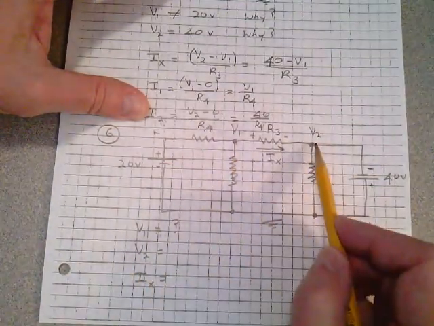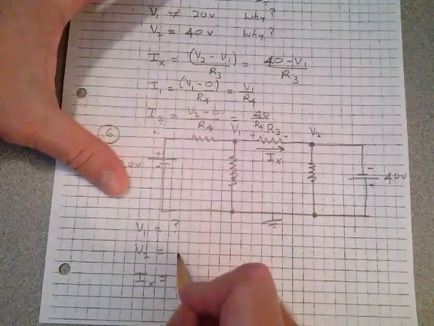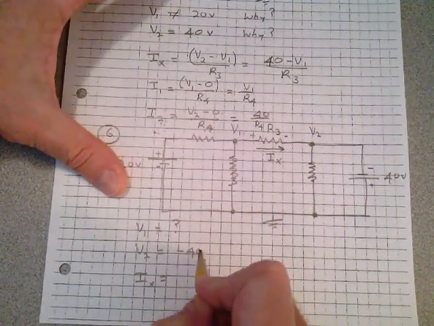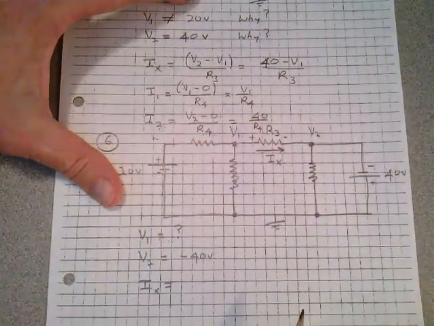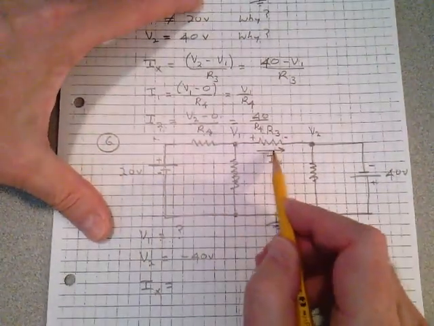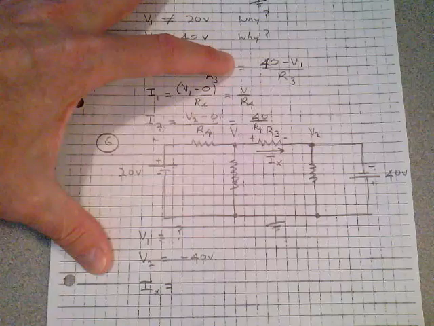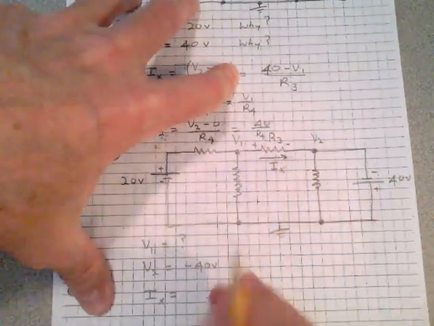What about V2 at this point? Well, V2 is a minus 40 volts. You can do that by inspection. I turned this upside down here. V2 is a minus 40. So what's Ix going to be in this problem? What's the equation for the current? Can you write it? Look at the direction.